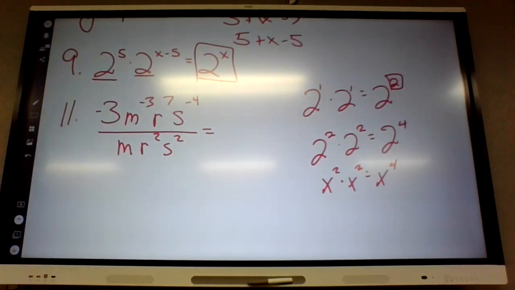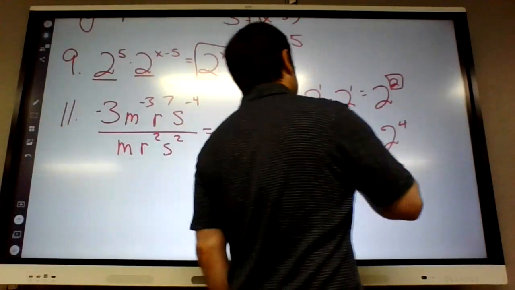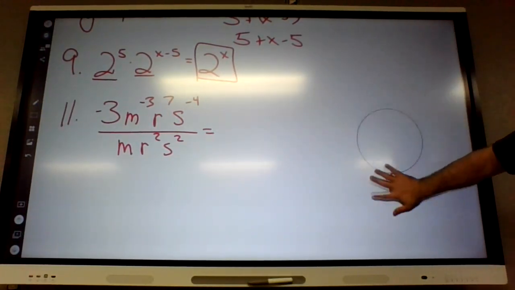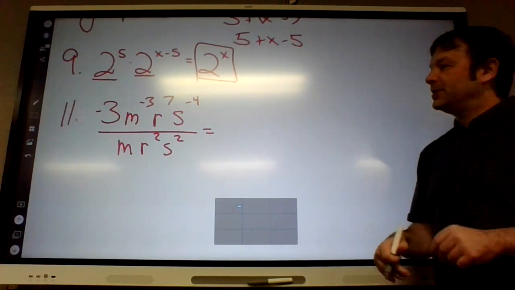Okay, the directions on number 11 are leave everything in the numerator. So if we get a negative exponent, we are not going to flip it to the bottom. We're just going to try to put everything on the top. So there will be no fraction answer or anything.